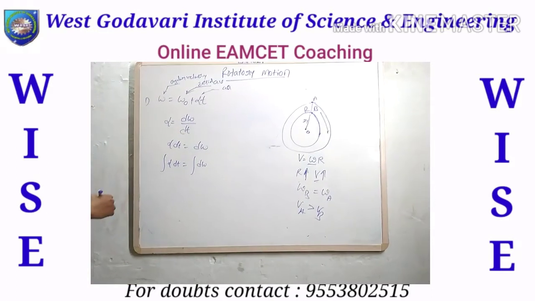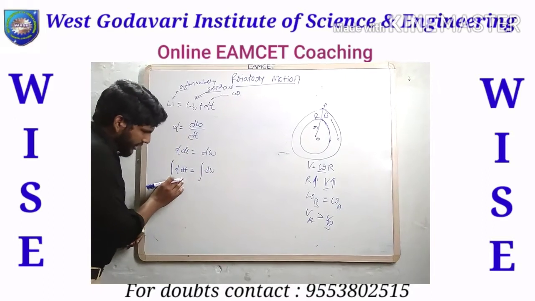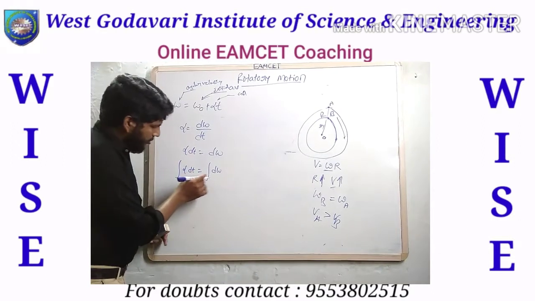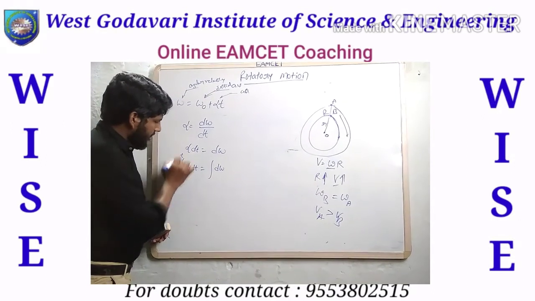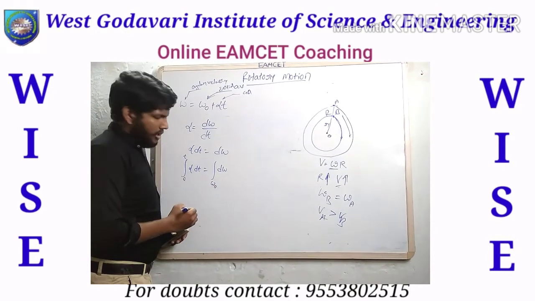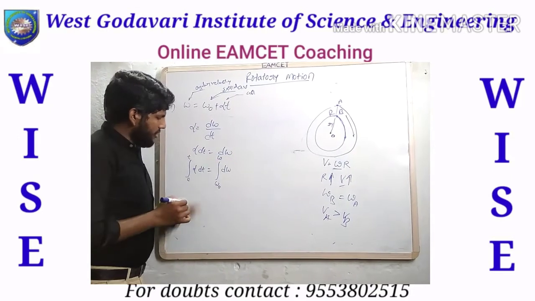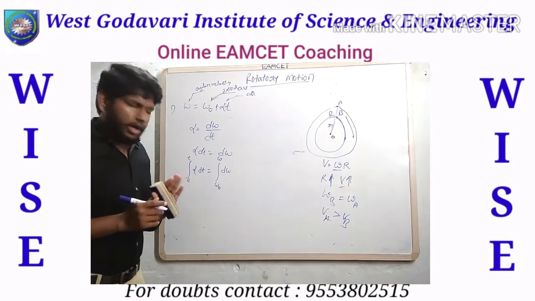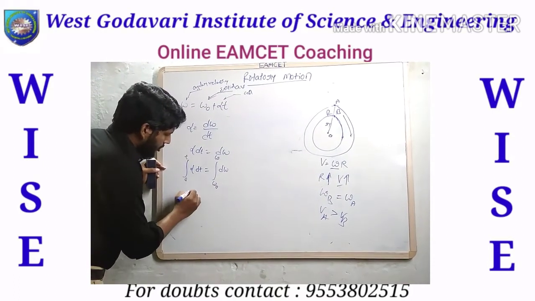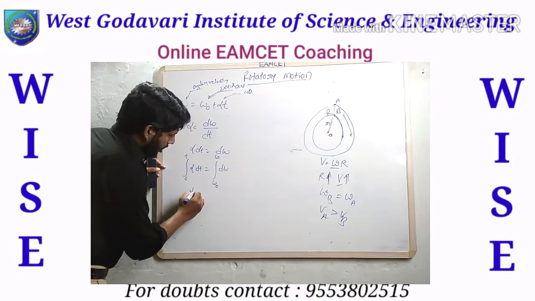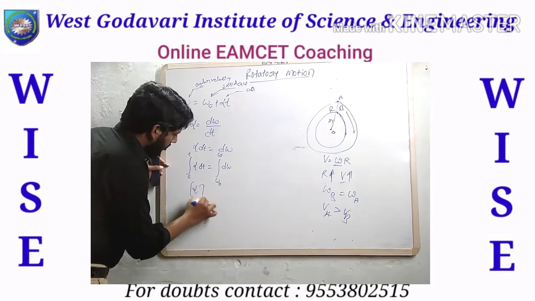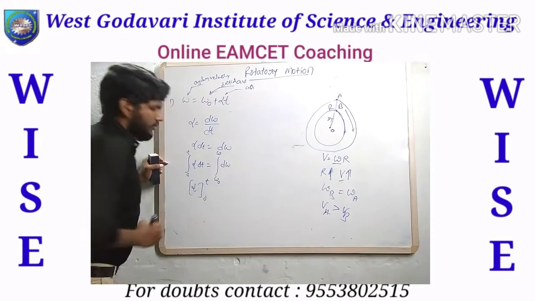Now integrate on both sides. The time interval goes from 0 to t, and the angular velocity goes from the initial angular velocity omega naught to omega. These are the limits of integration. Integral dt, since alpha is constant, gives alpha into t, with the limits 0 to t.